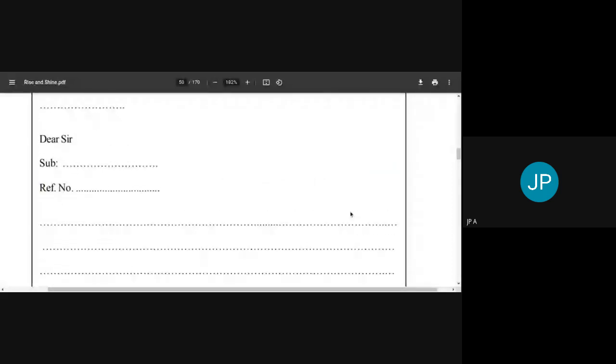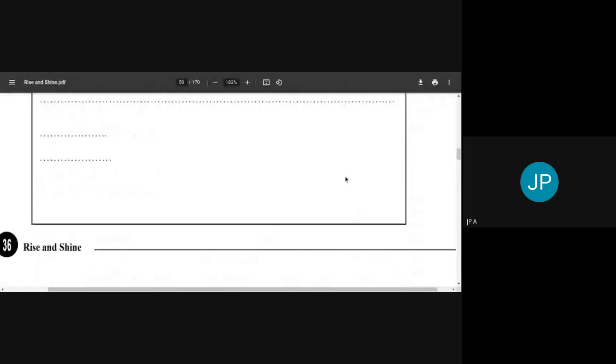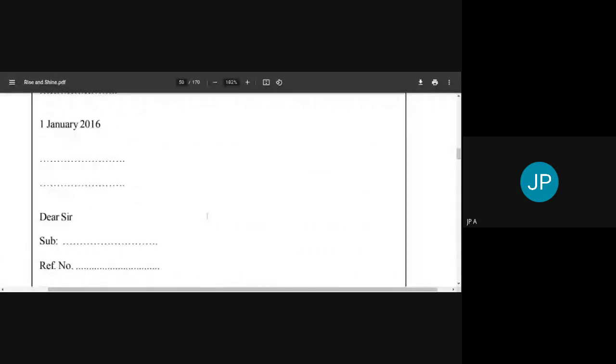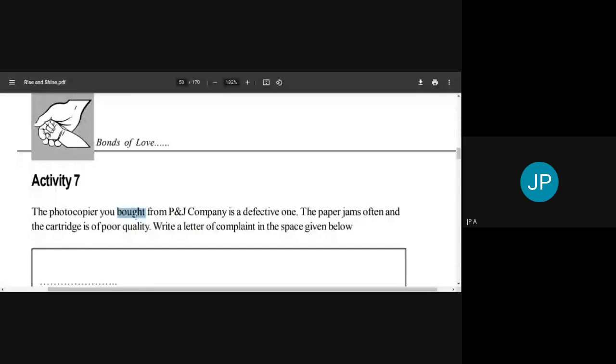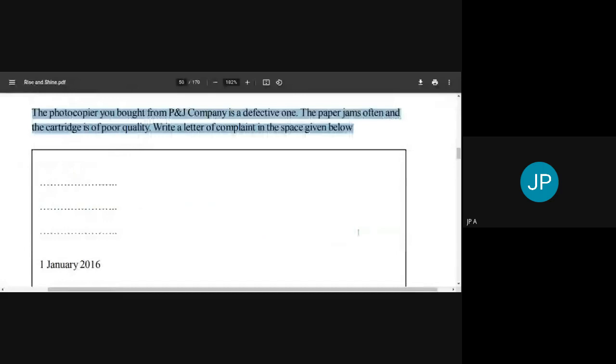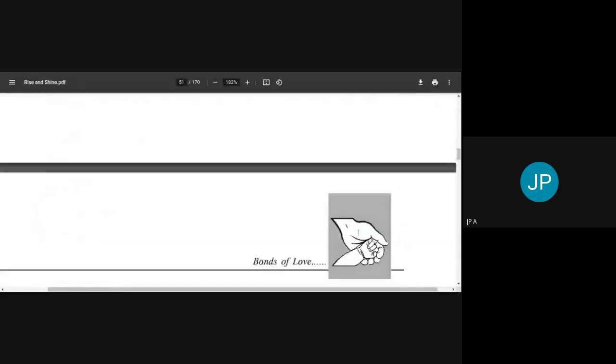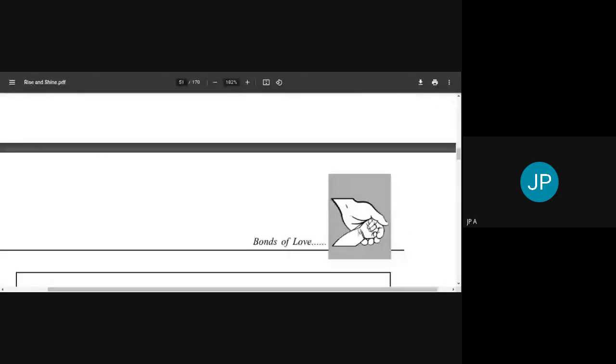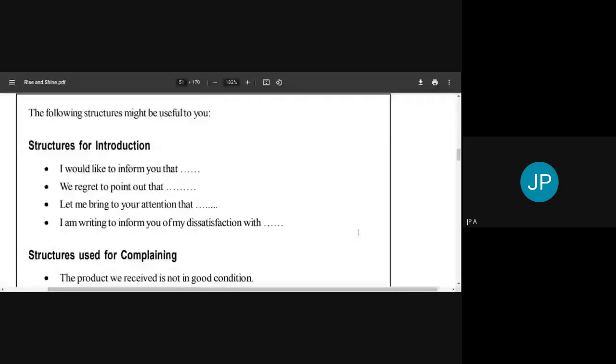Subject under, reference number under, then the body of the letter you can write by reading. If you read the question properly, you will be able to write a good body for the letter. This is also a complaint letter. And how do you write a complaint letter? That is the last part. So for every letter, there will be an introduction, a body and a conclusion. So how do you begin?